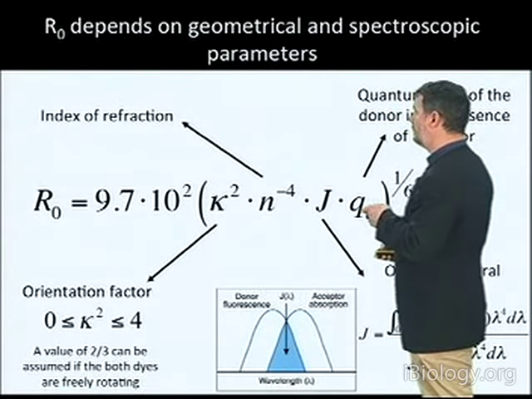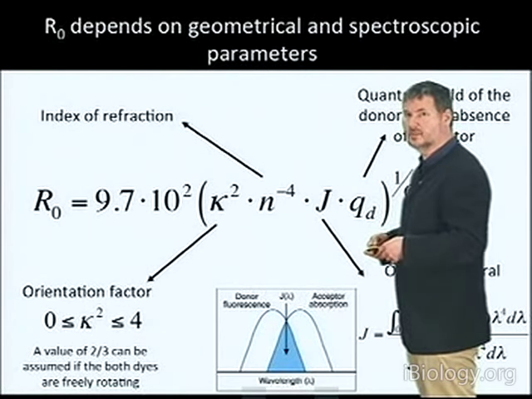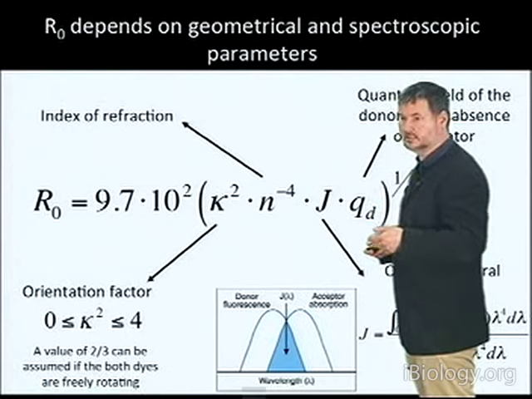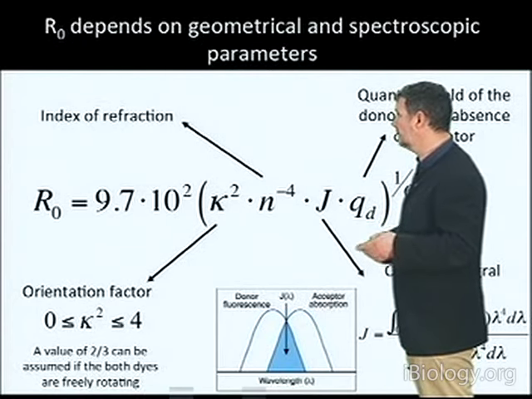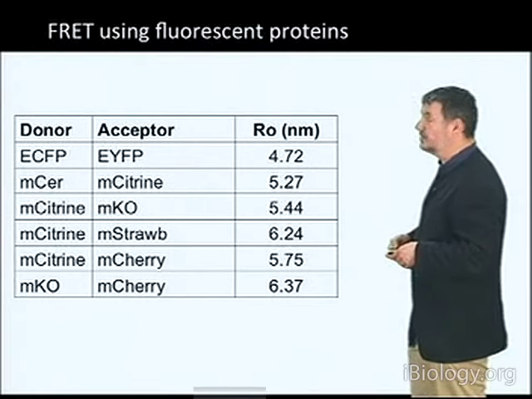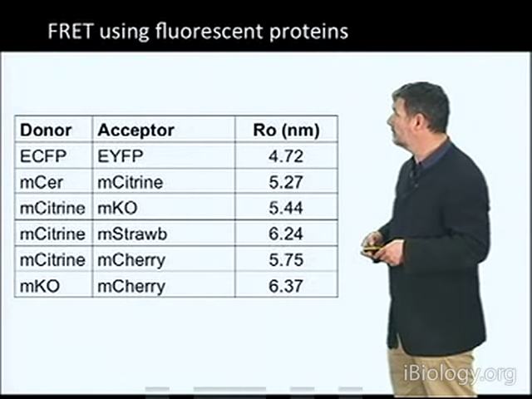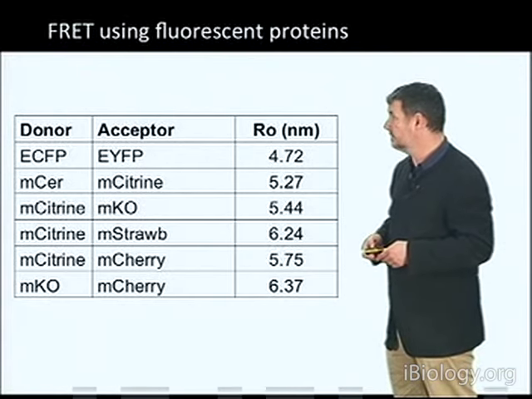Quantum yield is given over here, the quantum yield of the donor. The more photons that can be emitted from the donor when it's in the excited state, the better the transfer process, and this can be maximally one. So here are some R0 values that I've done for several fluorescent proteins that are available at the moment.